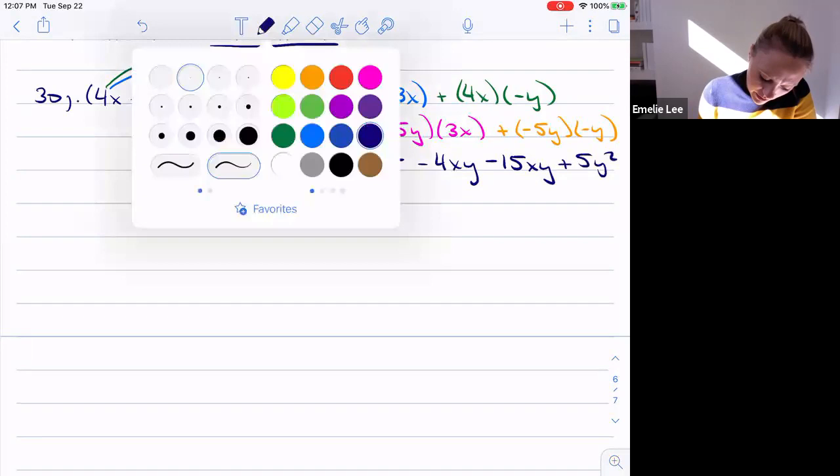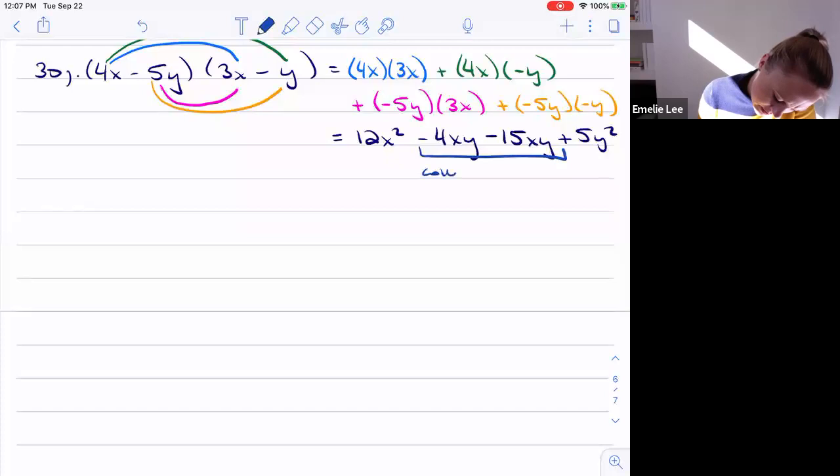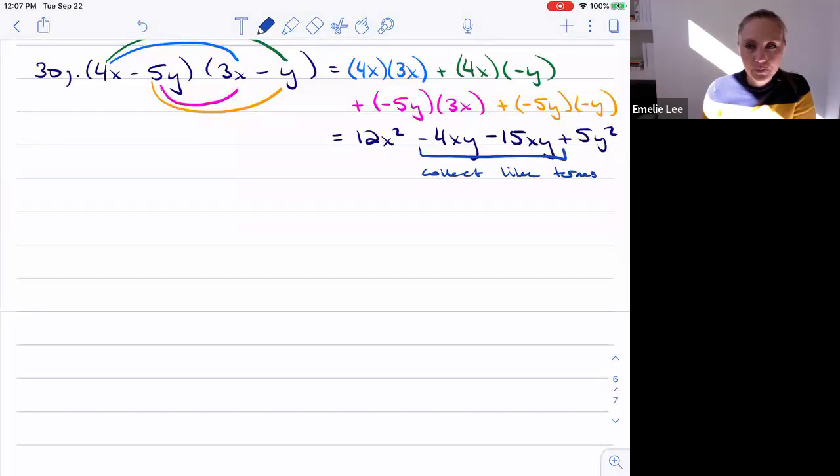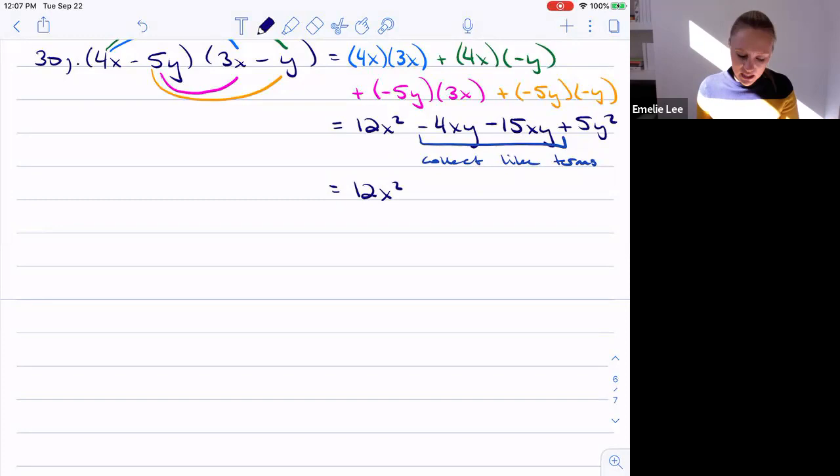So here, maybe I should try a different color, maybe this one. Collect like terms. So what I've got is just 12x squared on its own. There's no other x squareds in here, so that's fine. I've got an xy term and an xy term, so that's why I said I'm gonna collect like terms. And then I've got a y squared just on its own. So what I've got is 12x squared, negative 4 minus 15 puts me at negative 19xy plus 5y squared.